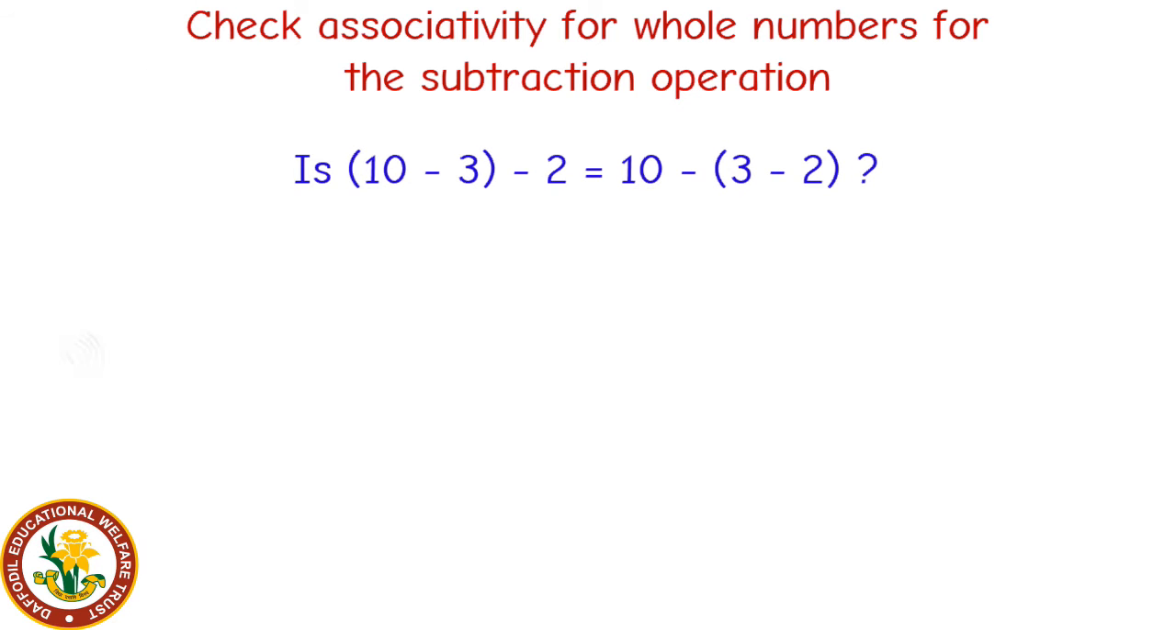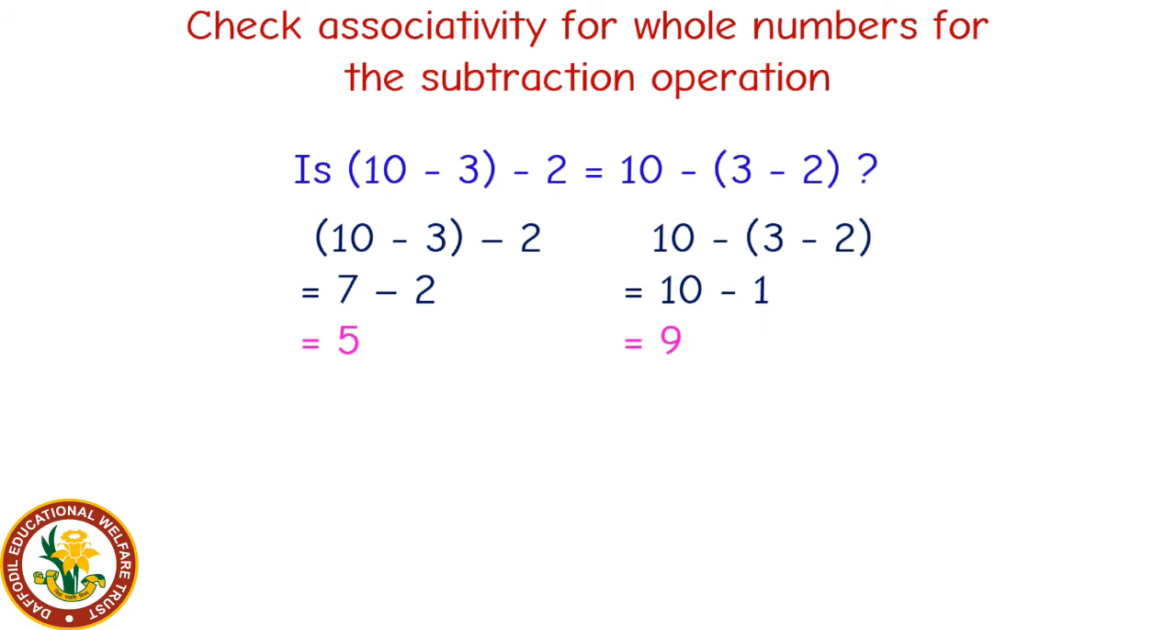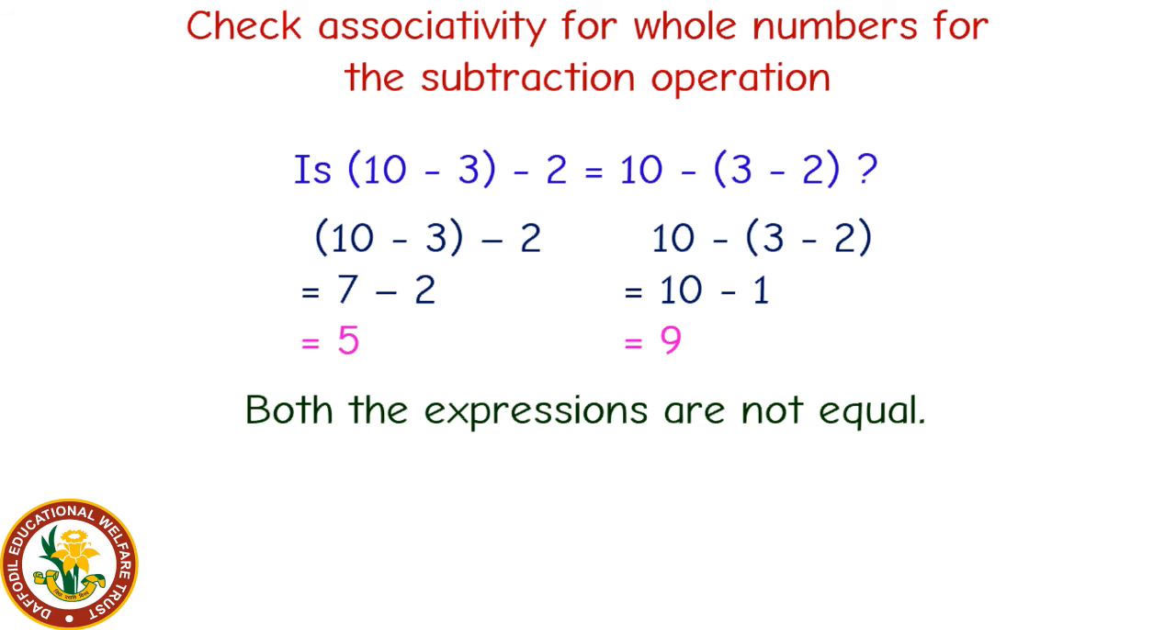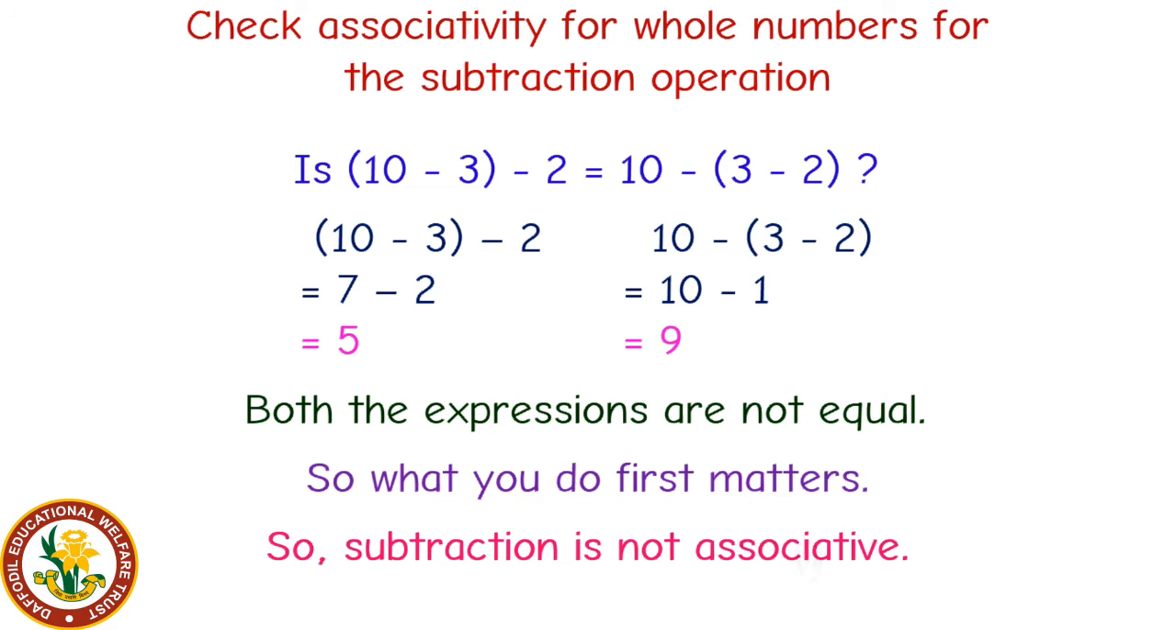Now let's check associativity for whole numbers for the subtraction operation. Is (10 minus 3) minus 2 equal to 10 minus (3 minus 2)? (10 minus 3) minus 2 is equal to 7 minus 2, which is equal to 5. Whereas 10 minus (3 minus 2) is equal to 10 minus 1, which is equal to 9. Both the expressions are not equal. So, what you do first matters. So, subtraction is not associative.